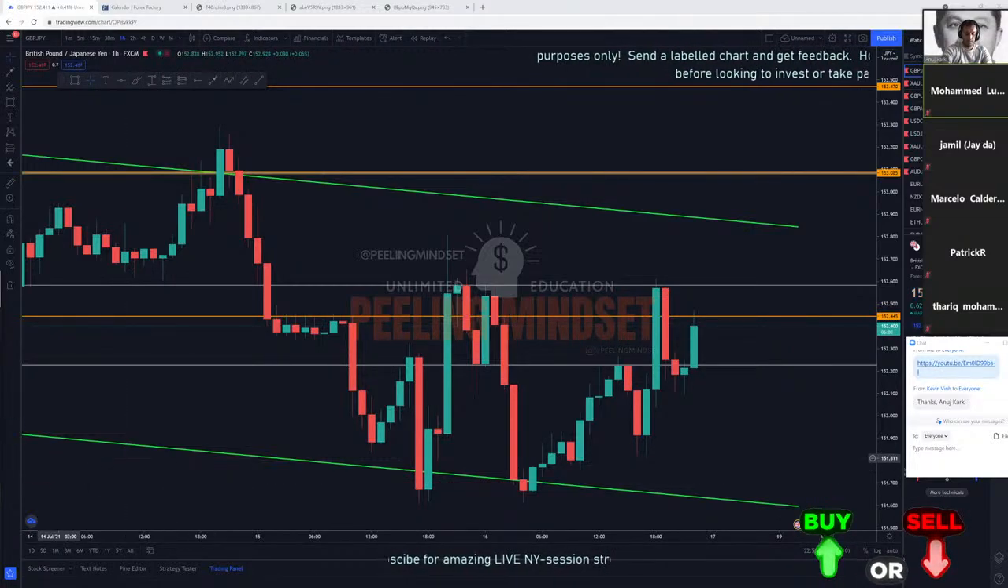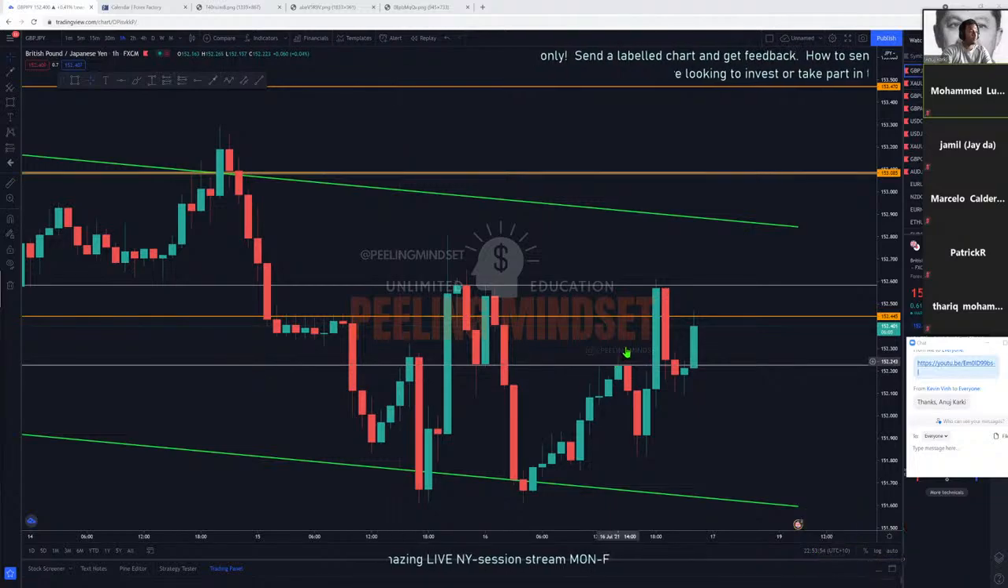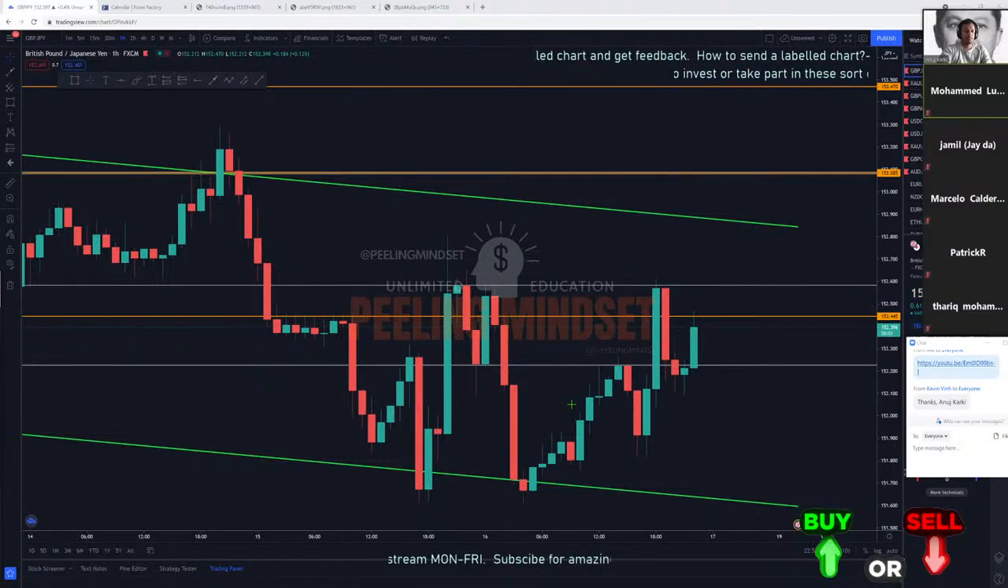Let's see. And the hourly candle is still showing bullish signs.